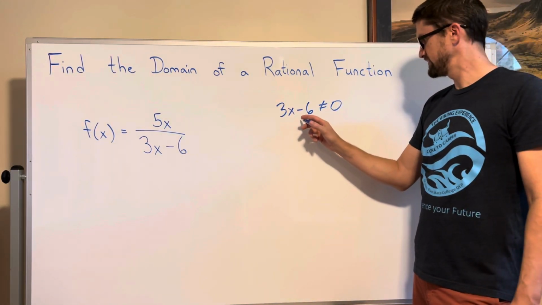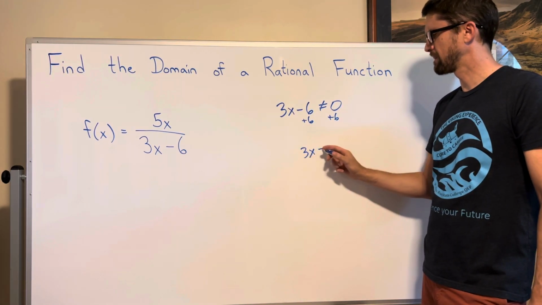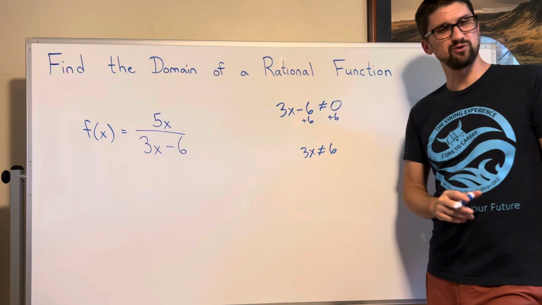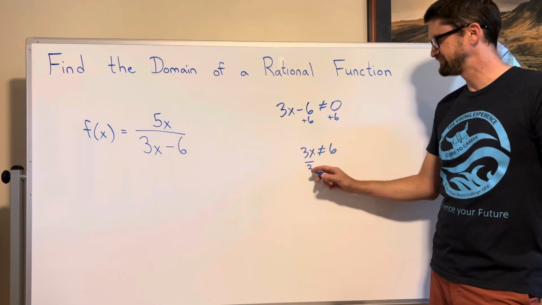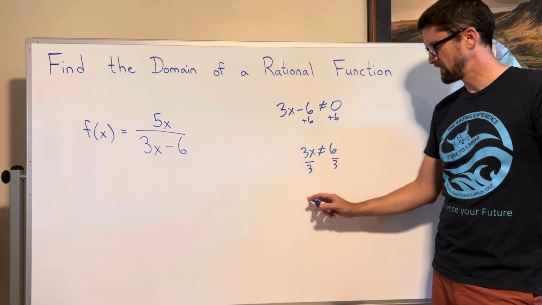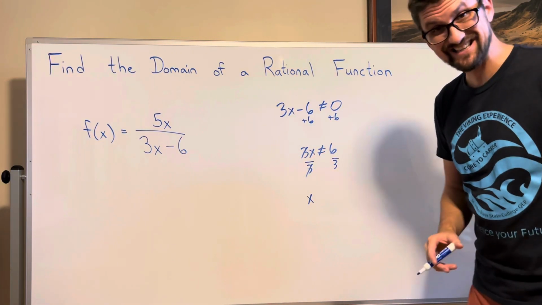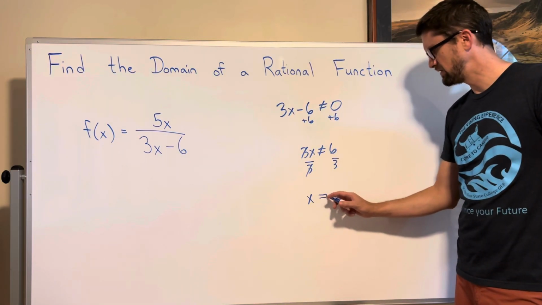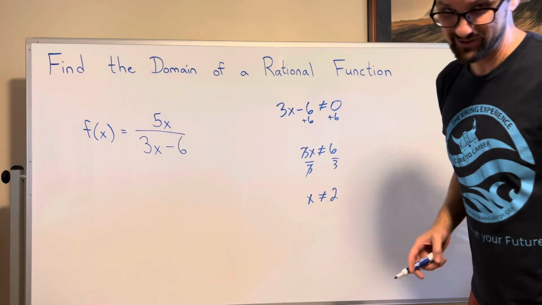We can solve for this. We can add 6 on both sides. You get 3x cannot be 6. And then dividing both sides by 3, you see that x cannot be 2. 6 divided by 3 is 2.